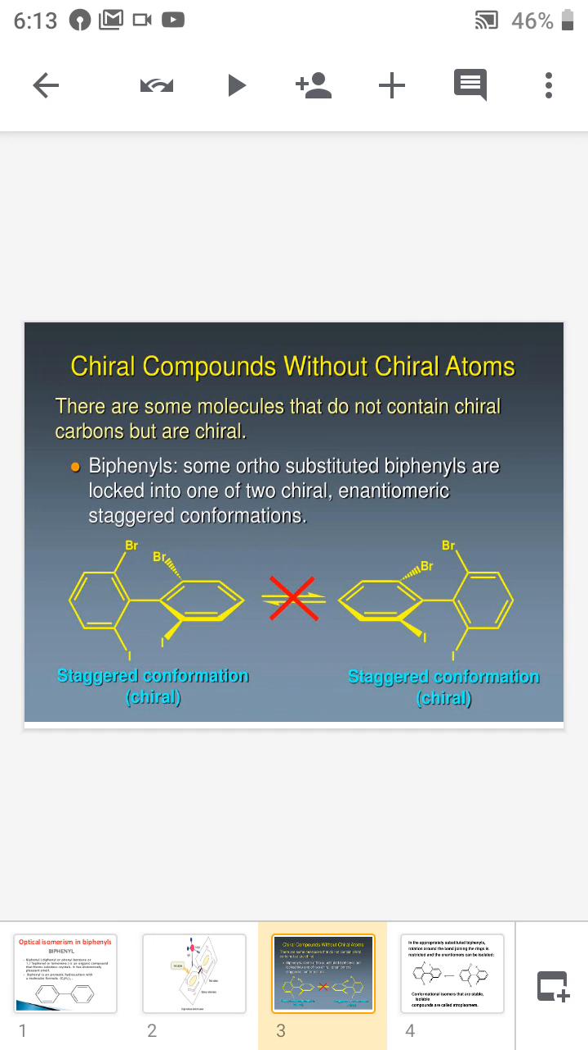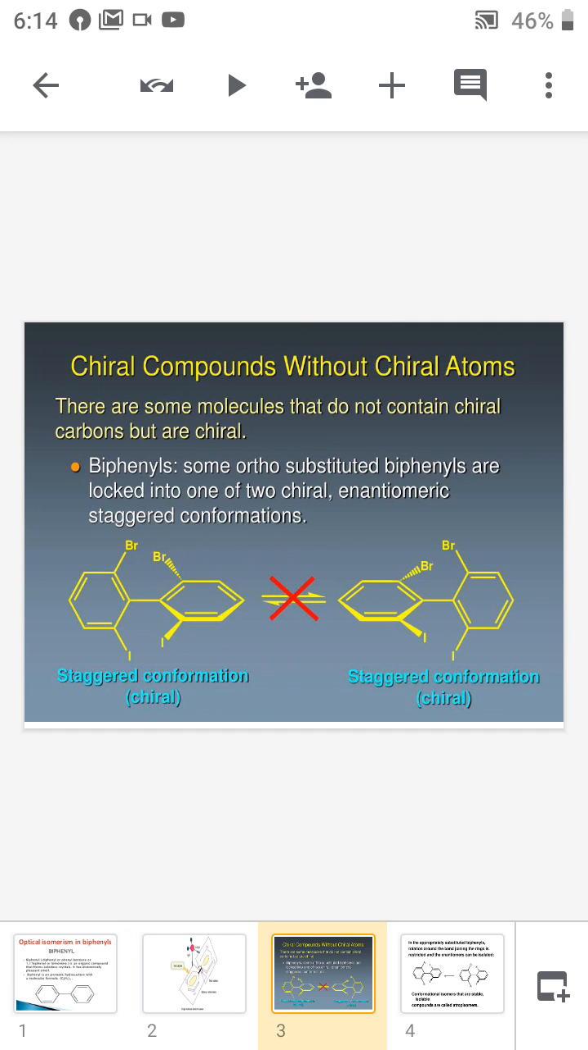Then, in biphenyl, we can convert the diphenyl into an optically active compound. So what are the methods for making diphenyl an optically active compound? For that we have to arrest the C-C rotation or ring flipping, and one of the methods for arresting the ring flipping is to substitute the ortho position of the phenyl ring by a bulky group.